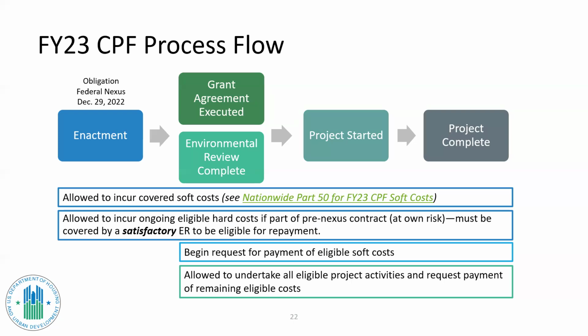I want to articulate one more time that allowable nuance that having a pre-nexus contract makes. If you incurred costs after the nexus date and they weren't part of your pre-nexus contractual obligation and you're moving forward with hard cost work, that would be considered a choice limiting action. But because you have a pre-nexus contractual obligation to perform that work, it technically is not considered a choice limiting action violation.